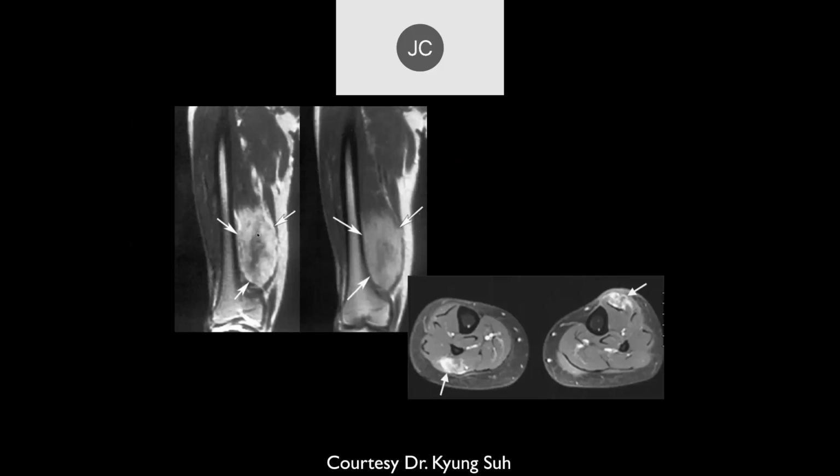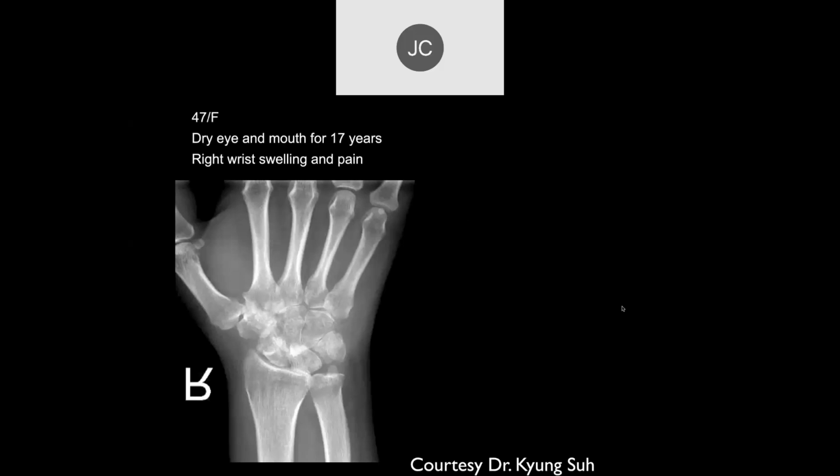And here's an involvement of the muscle. Okay, Elior. We've got a 47-year-old woman, dry eye and mouth for 17 years, right wrist swelling and pain. Seems to be some sclerosis in the carpal bones, particularly at the articulations.